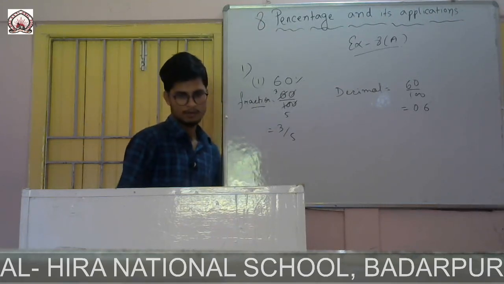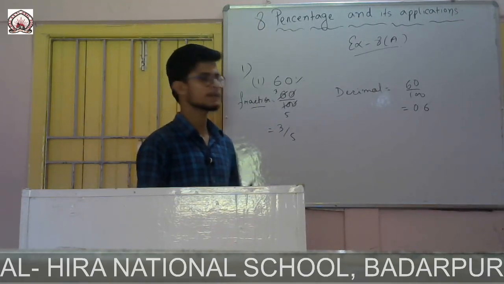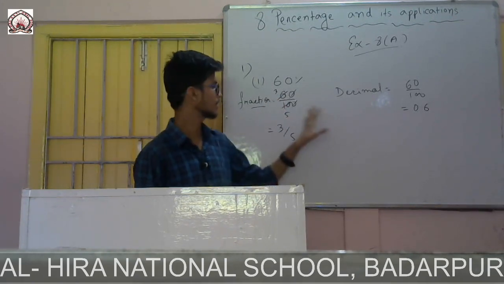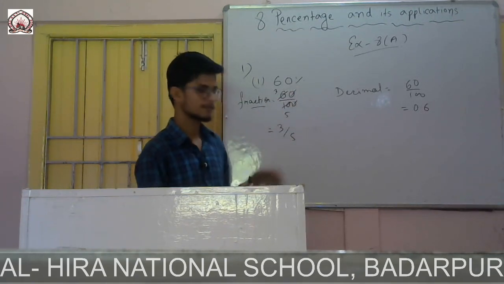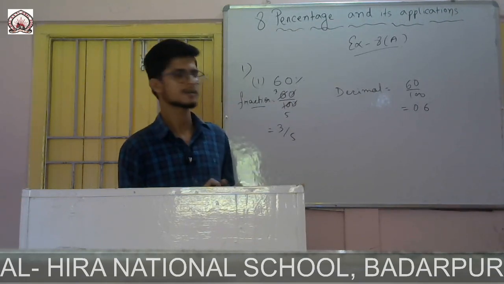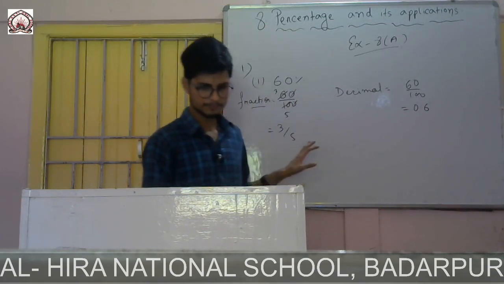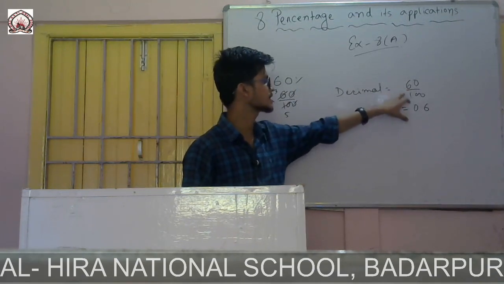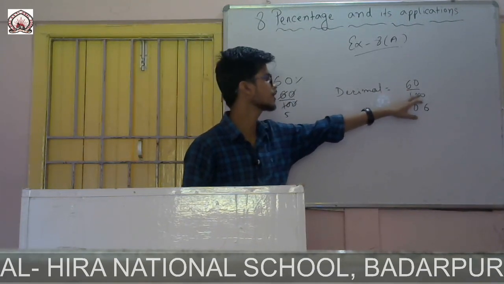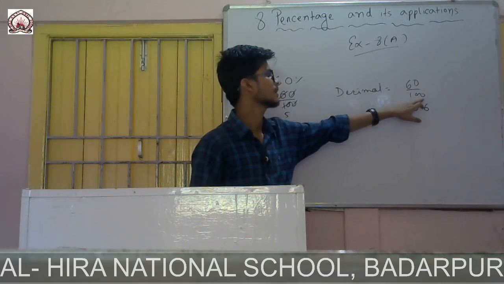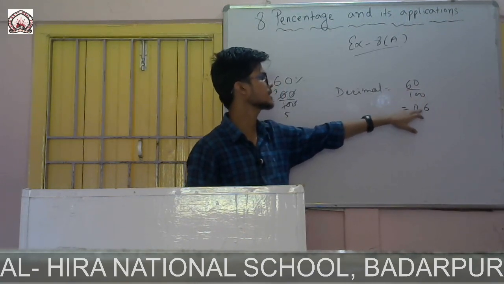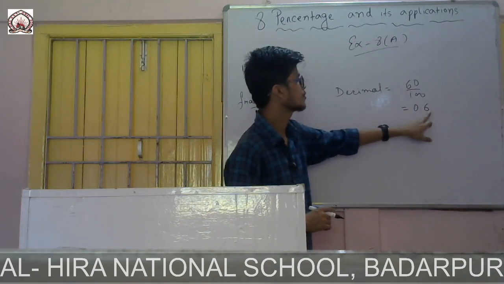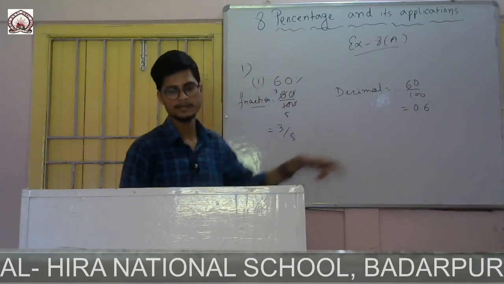Okay, now number 2 is also the same, 240%. You simply write 240 by 100 and then you find the fraction. If you can cancel it, you cancel it to the lowest value. Okay, now in decimal, I simply wrote 60 by 100, and now I just simply put the decimal just before these 2 digits. So it is 60, so 0 is there, 1 2. So I directly wrote 0.6.